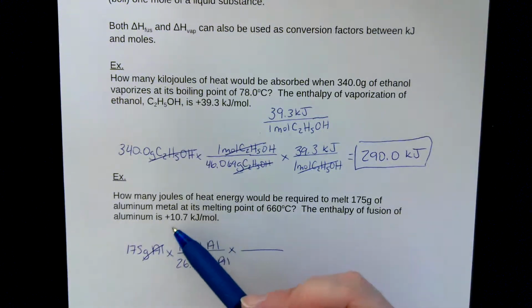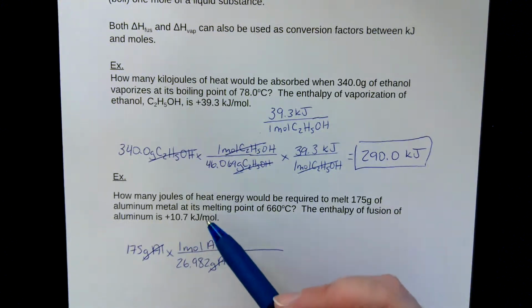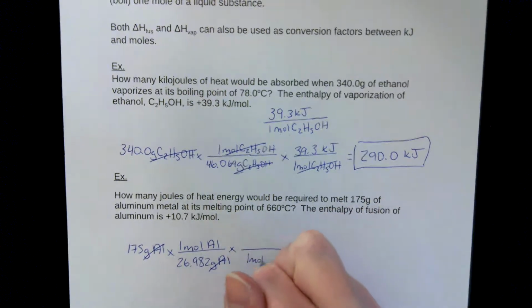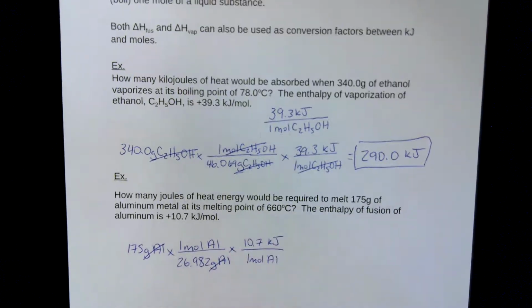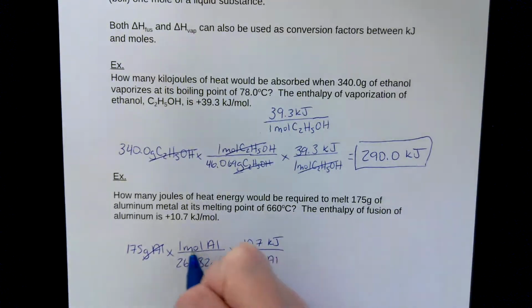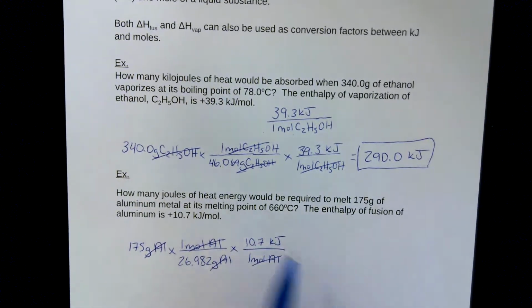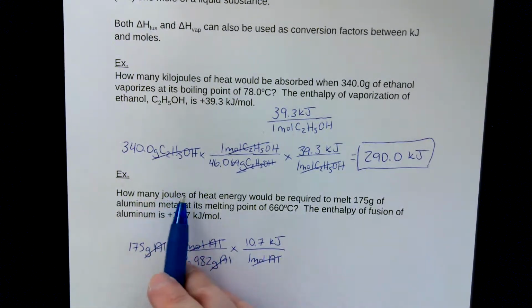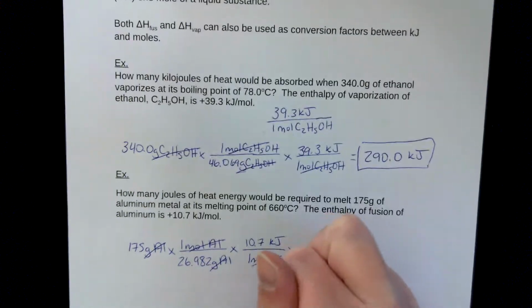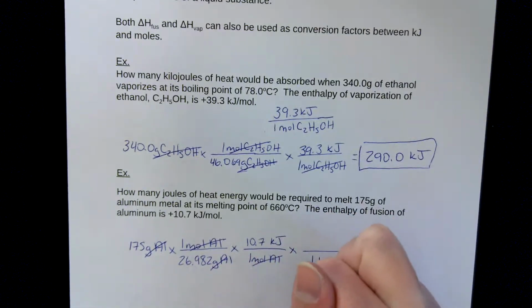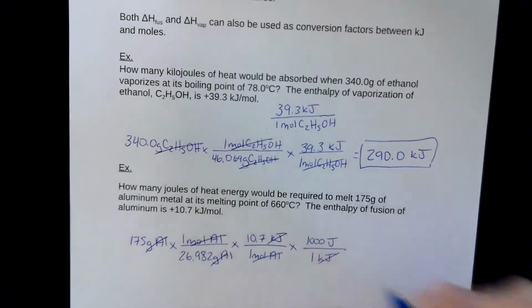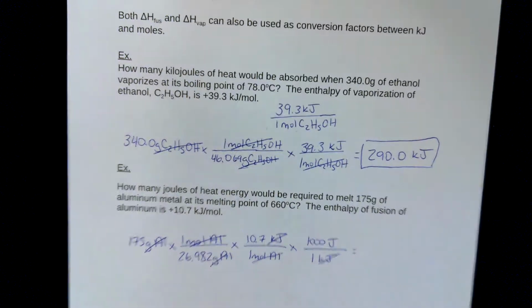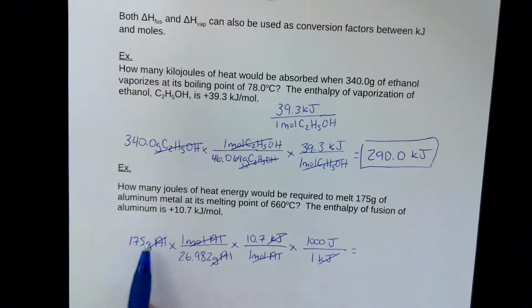Now my delta H of fusion tells me that for every 1 mole of aluminum, it takes 10.7 kilojoules of energy to melt it. And this time I am asked for the unit joules. So I need to convert from kilojoules to joules. So 1 kilojoule is 1,000 joules. And ultimately I will need 3 sig figs here. So let's calculate.